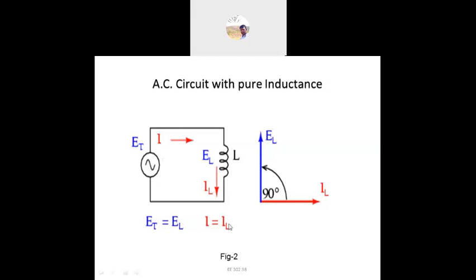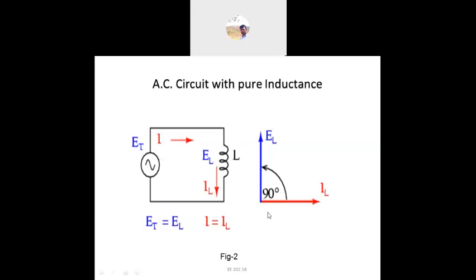So I is equal to IL. Load voltage, that is the voltage across the inductor, VL, indicating the terminal voltage. Here, in the vector representation, the angle is between the applied voltage and the current, that is the lag, in the lagging direction.